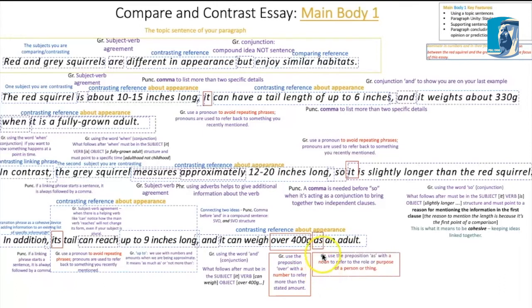And then "as" is used in a similar way to "when," but here not for a point in time, but here we say "as an adult." The word "as" is used here to refer to the purpose. Okay, so it's the purpose of mentioning 400 grams is that we are talking about the adult weight, not a child's weight.